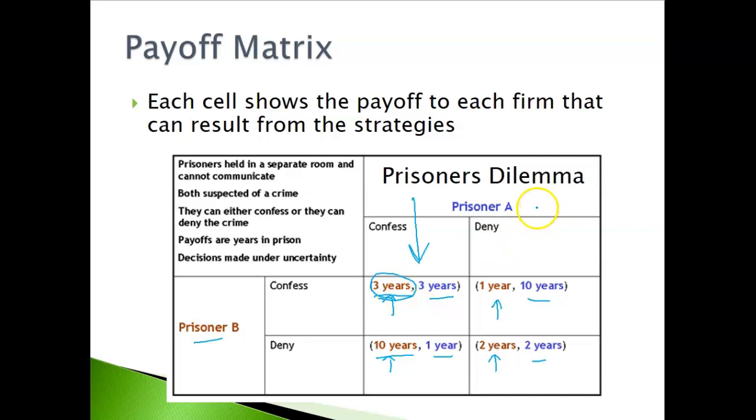Next, what if prisoner A instead denies? Well, if prisoner B confesses, then they go to 1 year. If prisoner B denies, again, we're going into this column right here because we're saying if prisoner A denies, what's prisoner B going to do? If they deny, they would get 2 years in prison. So 1 year or 2 years? 1 year sounds better.